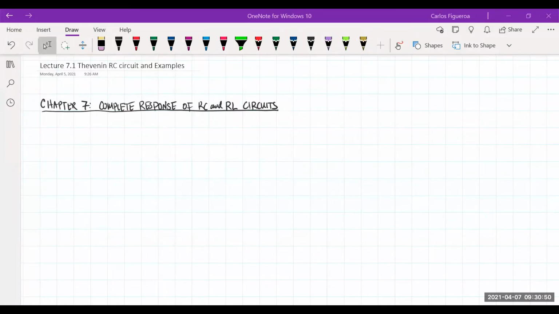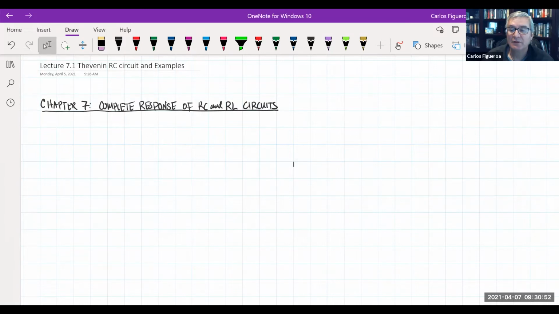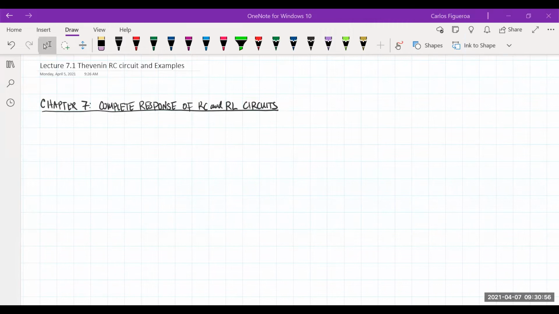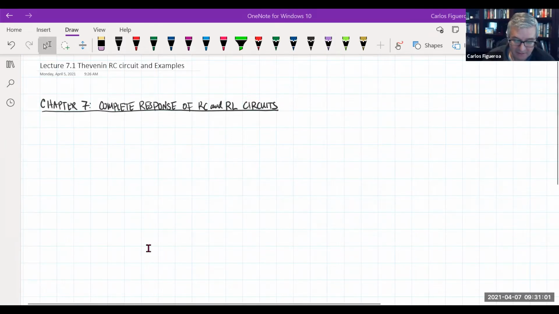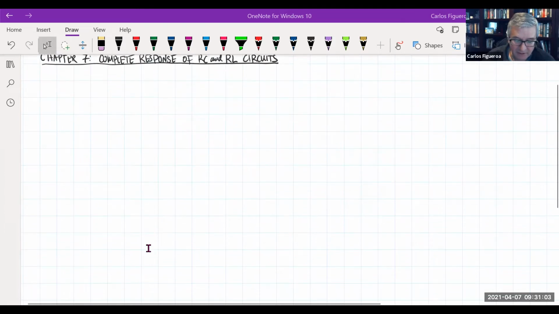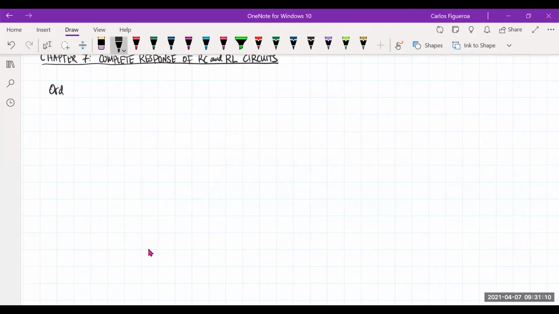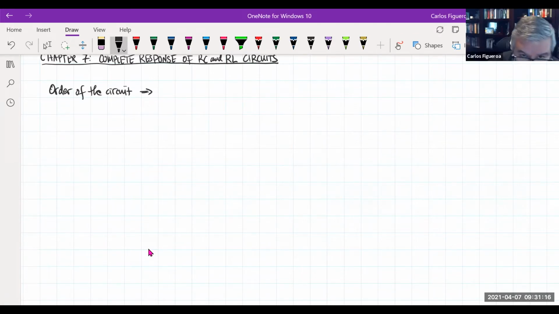We need to be where we're at, and here we are, chapter 7. Okay, so when I'm thinking about this chapter here, there's a couple of things that we want to look at. What you're going to see is that there's really a couple of things that you want to talk about. So when I talk about the order of the circuit, that has a very specific meaning.